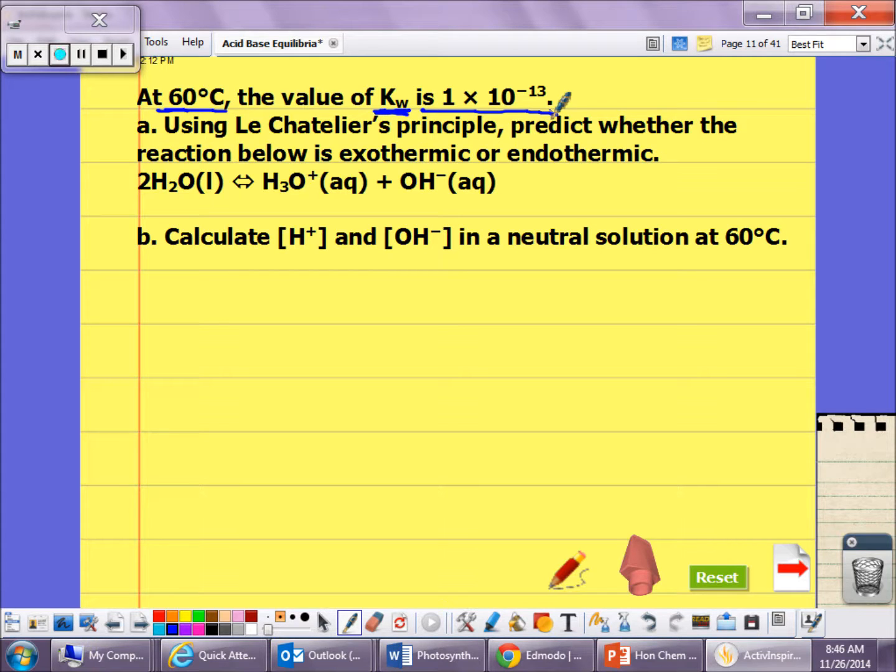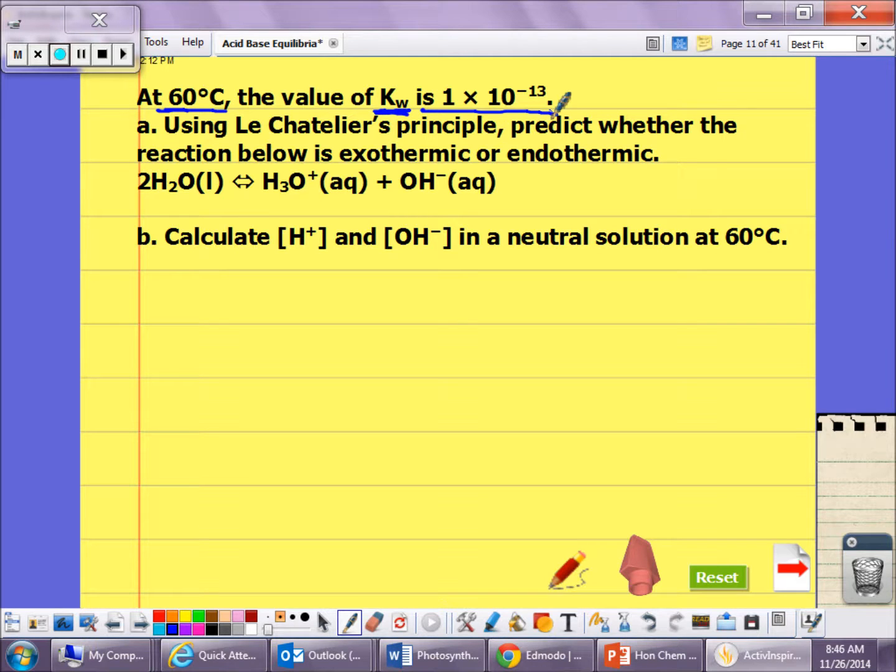Justify your answer. Okay, so is it endo or exo? I heard endo. Let's see how we can explain this. If I increase the temperature, my KW increases because 1 times 10 to the negative 13 is greater than 1 times 10 to the negative 14.